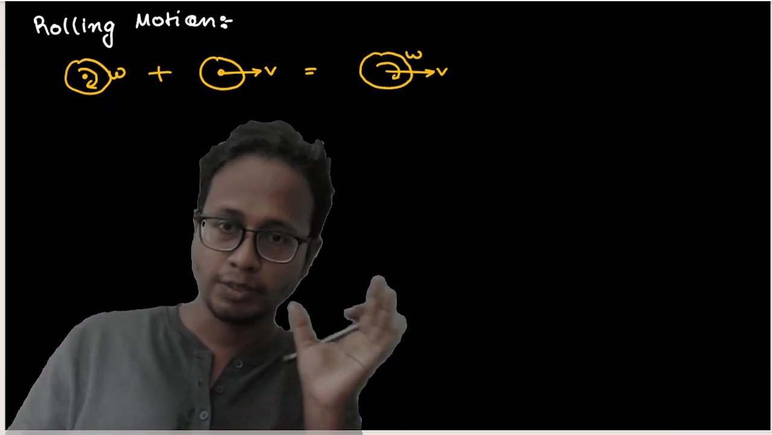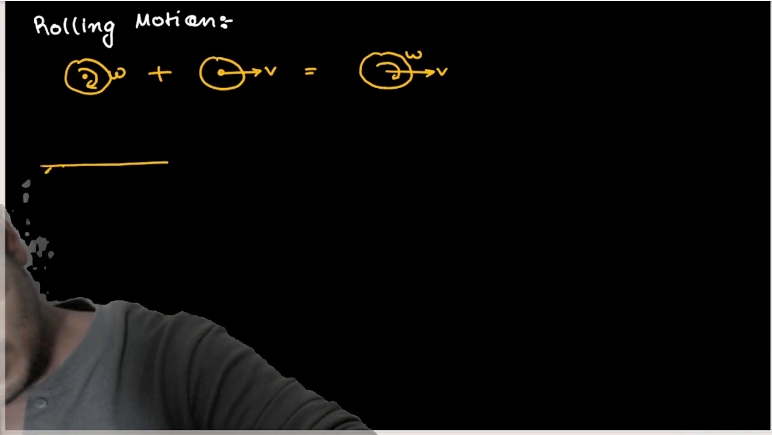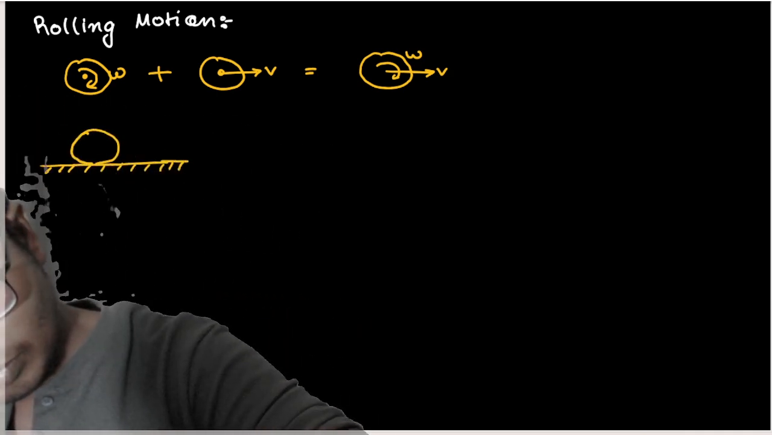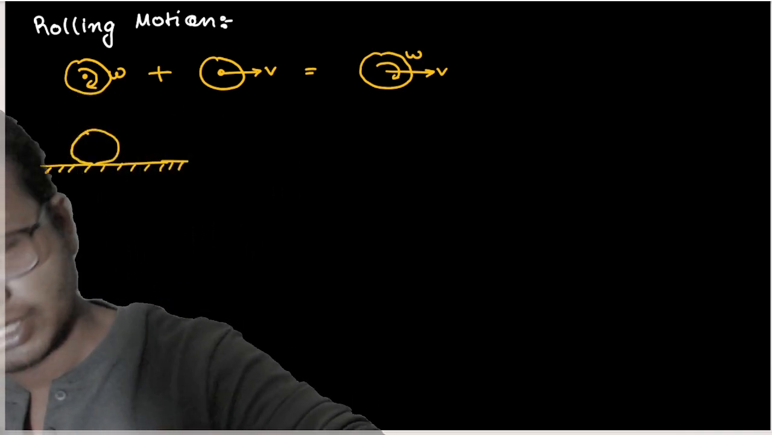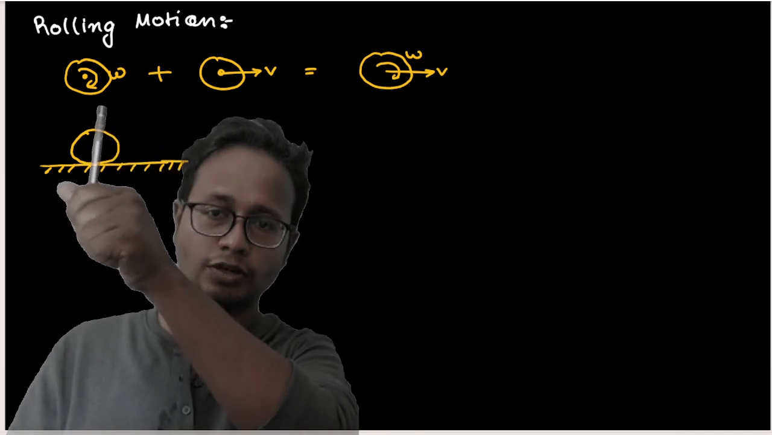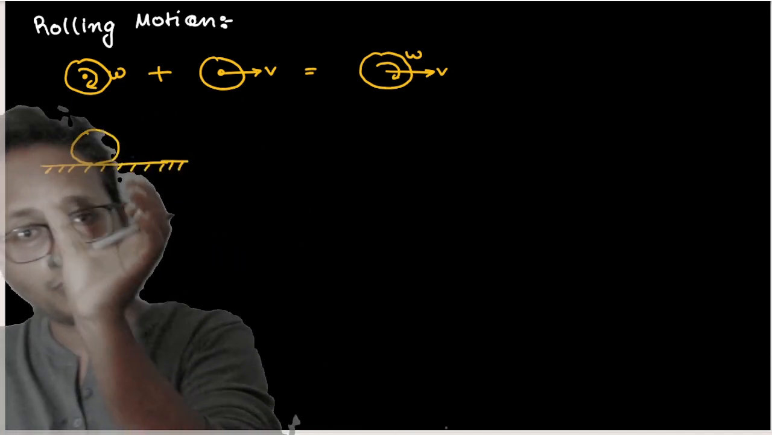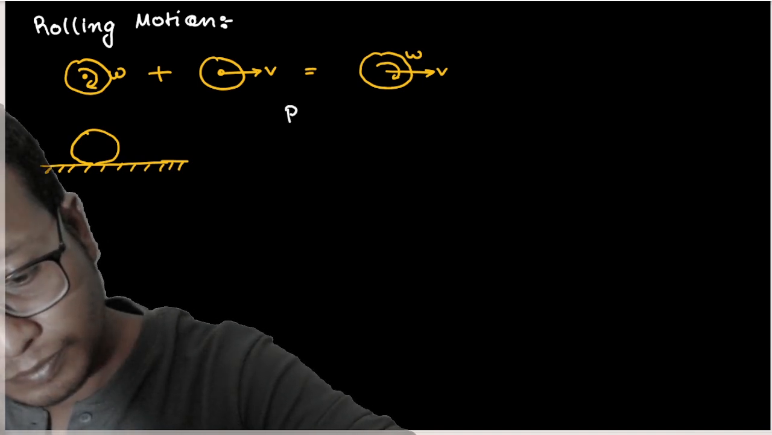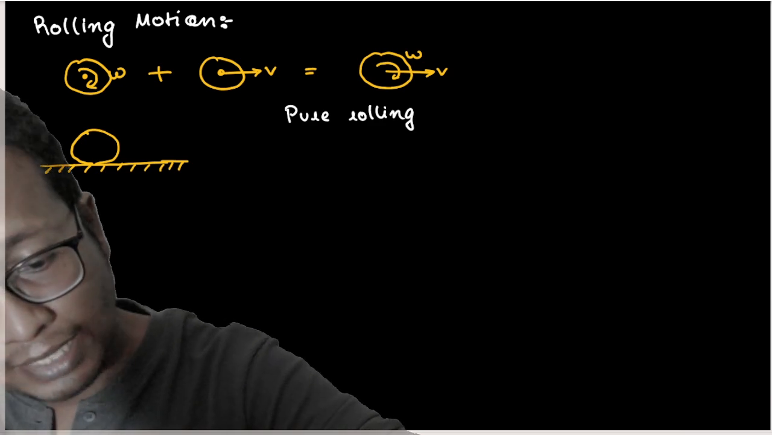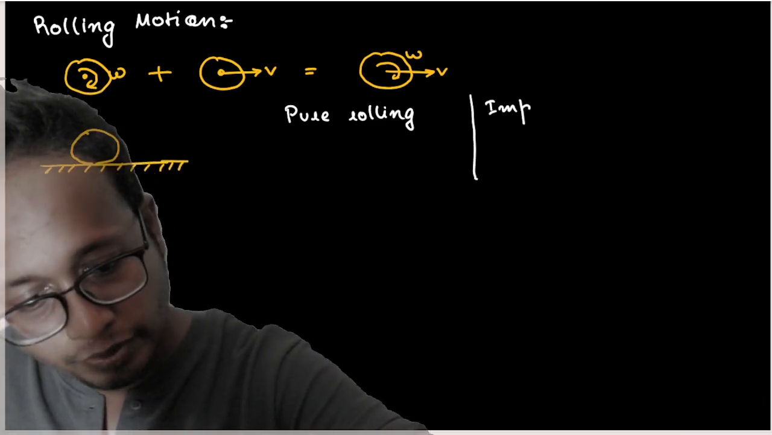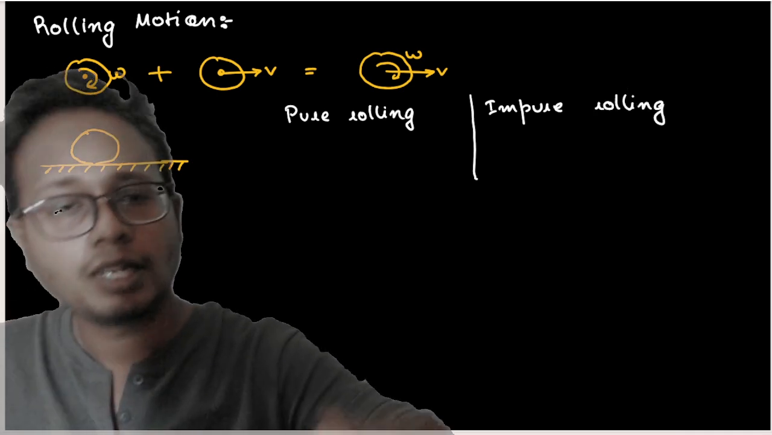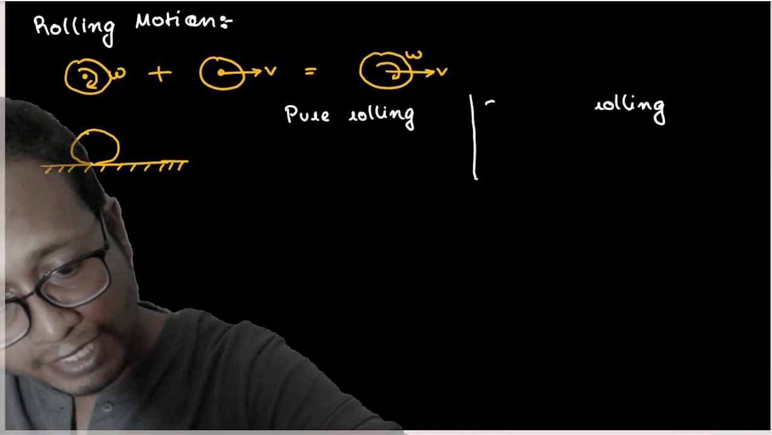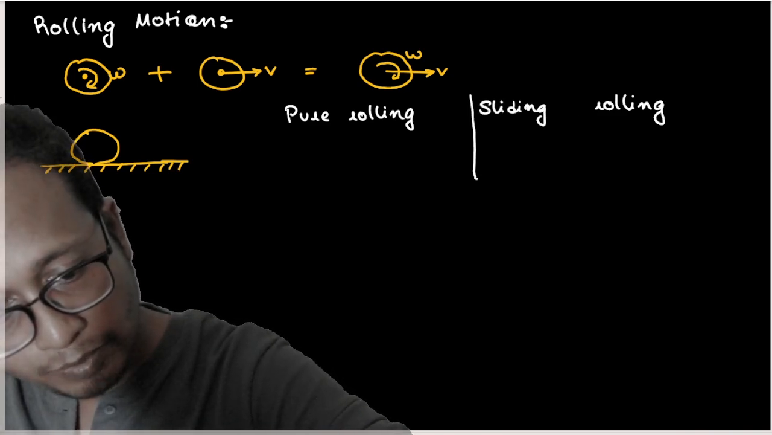Now, where does a body roll? The body rolls on a surface. So suppose a surface is there, and a wheel is there. It is rolling in this direction, and this rolling motion is a combination of rotational motion plus linear motion. This rolling motion can be classified into two categories. The first one is pure rolling, and the second is impure rolling. In physics, we don't say impure rolling. We use another term, rolling plus sliding, or sliding plus rolling.